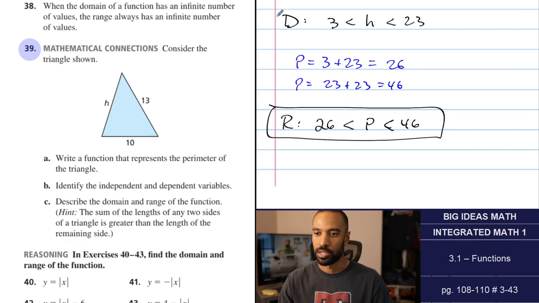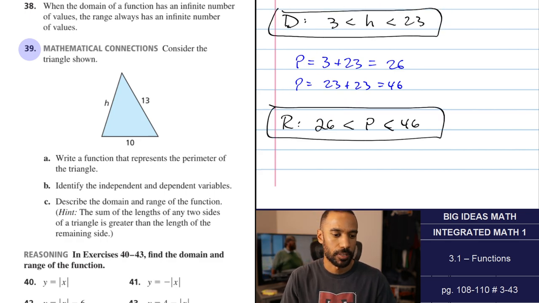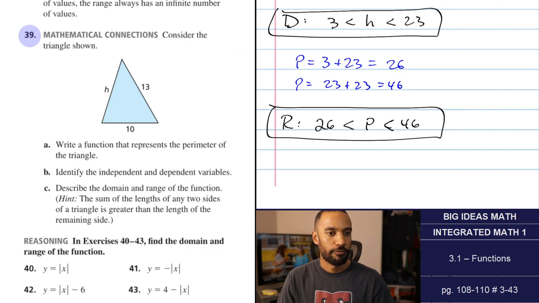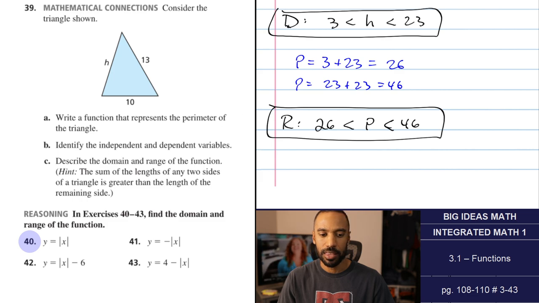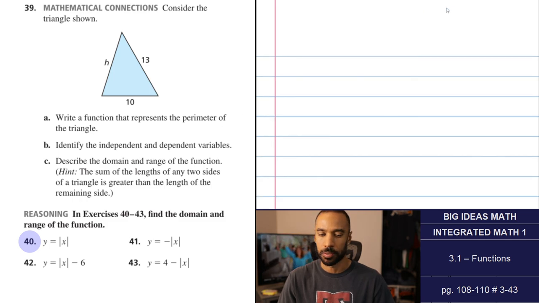So that's our range, that's our domain. That's our part C. Okay, we have four more questions. Numbers 40 to 43, find the domain and range of the function.